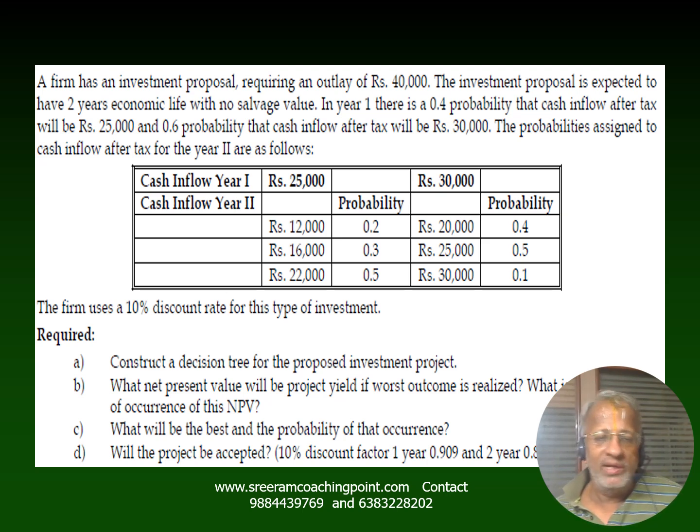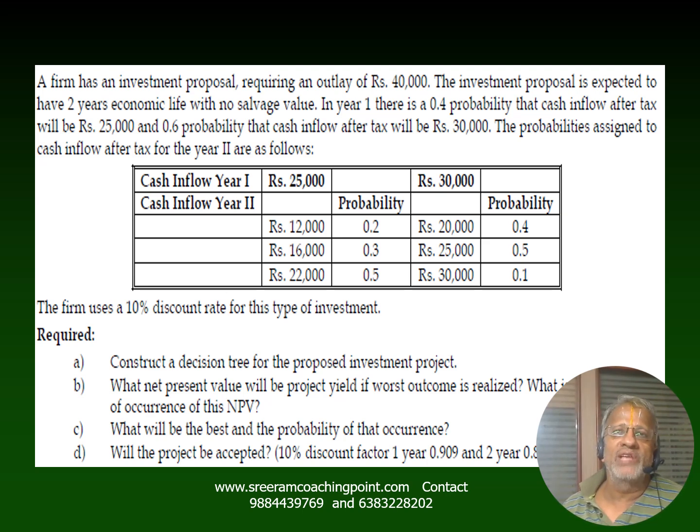So and the discount factor is 10%. The question is all about constructing a decision tree for the proposed investment project. What net present value will the project yield if the worst outcome is realized? What is the probability of occurrence of this NPV? So of the 6 combinations, they are asking for the worst outcome.